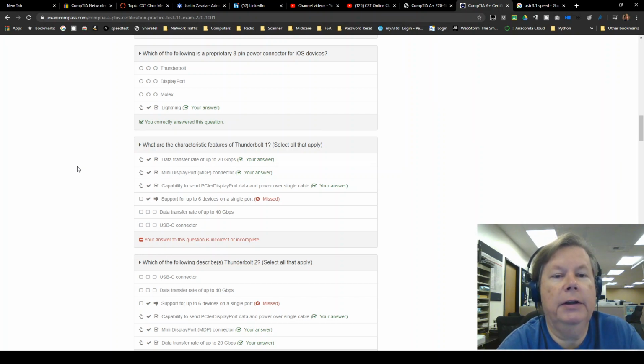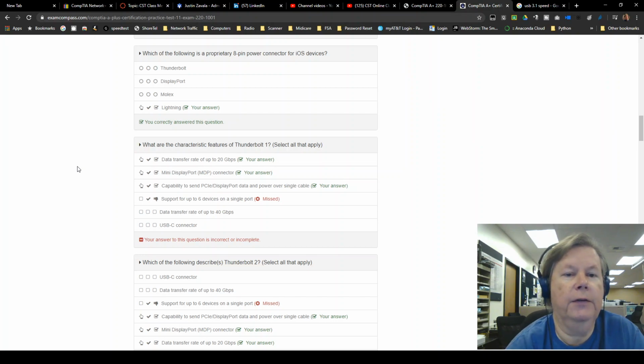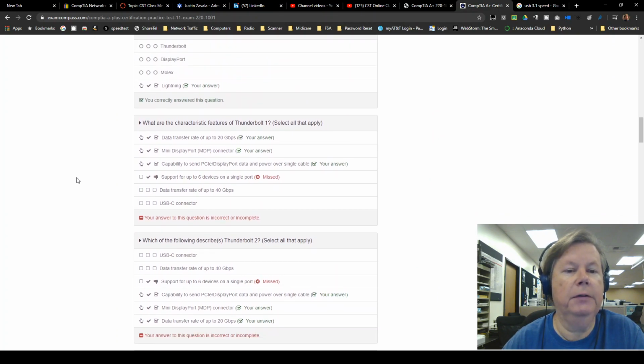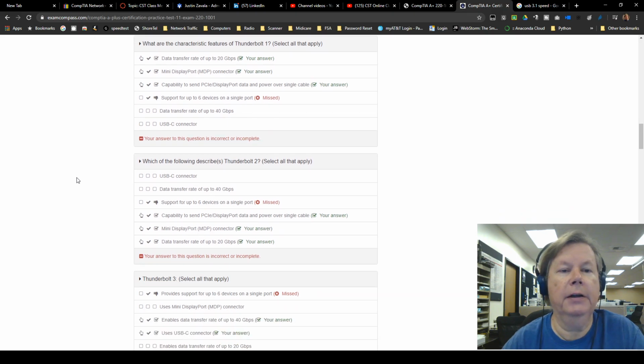Which of the following is a proprietary 8-pin connector used on iOS, which is Apple iPhones and iPads and things like that? That is, of course, the Apple Lightning connector. Anybody who has an iPhone knows what that connector looks like.